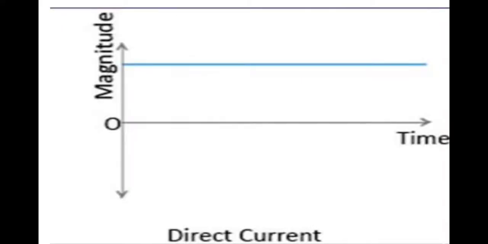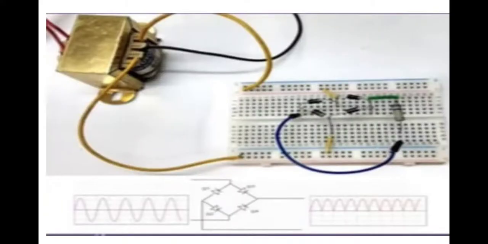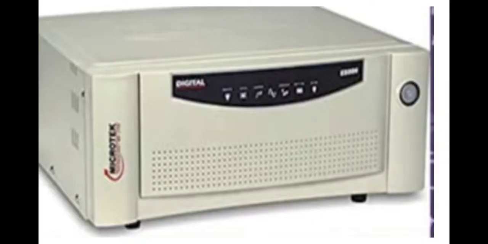The second type of current is alternating current. Alternating current is an electric current which periodically reverses the direction and changes its magnitude continuously with time. The domestic supply is in the form of AC. The device which converts AC to DC is a rectifier, and the device which converts DC into AC is an inverter.